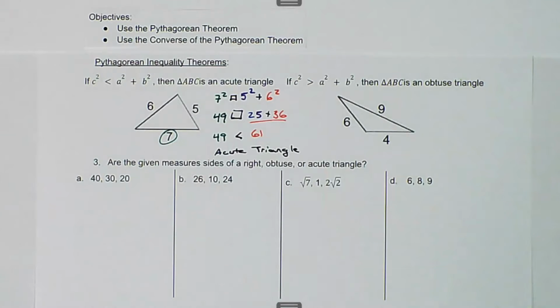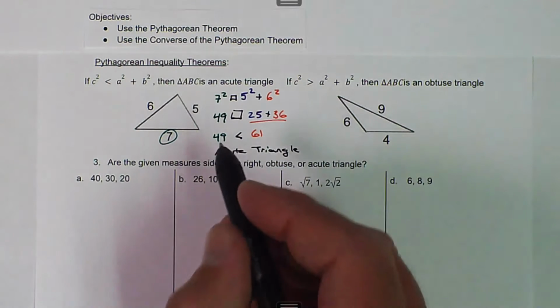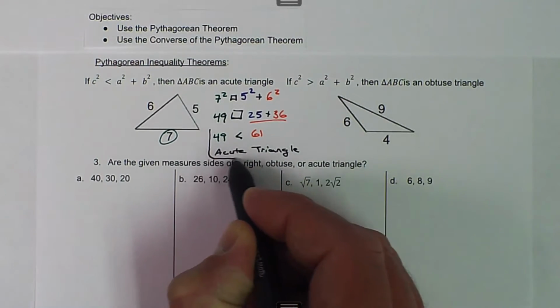That means that none of the angles are equal to or greater than 90 degrees.